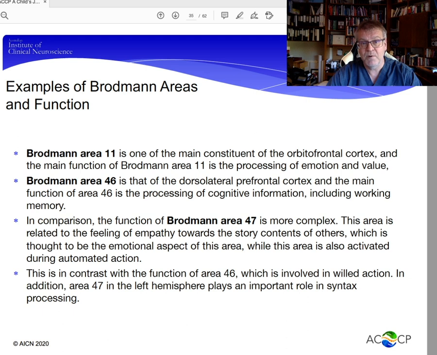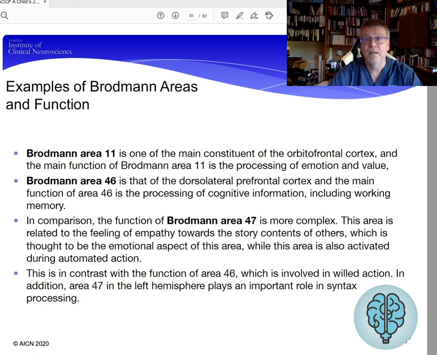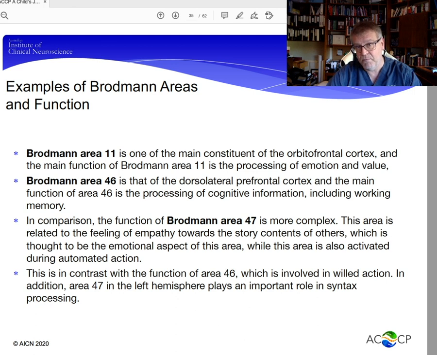And in the left hemisphere and the right hemisphere, area 47 does a little bit different stuff. So in the left hemisphere, it's playing an important role in the syntax of language. So understanding when a verb is necessary and a pronoun needs to be in front of this and that. So understanding how to communicate in your language, so your syntax of language, is on the left area 47. On the right area 47, that's where you put the emotional component into the story of others.